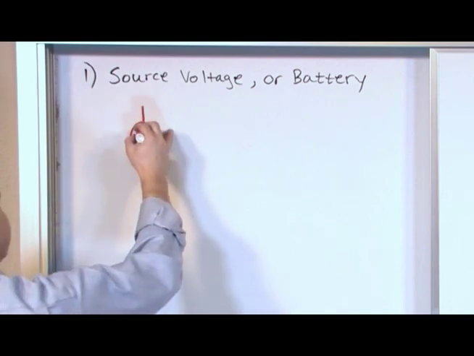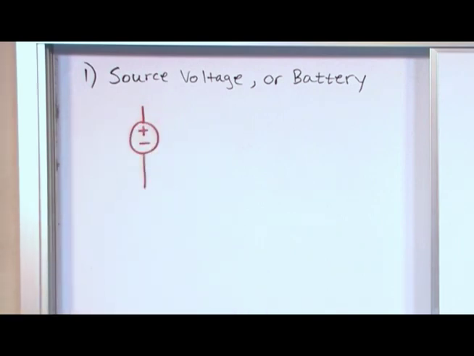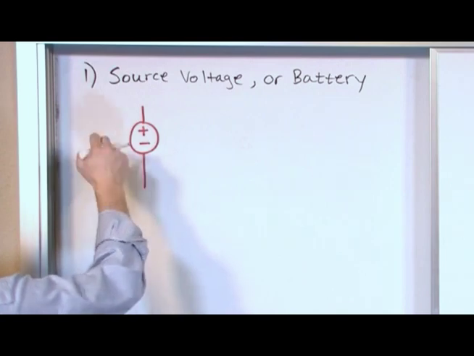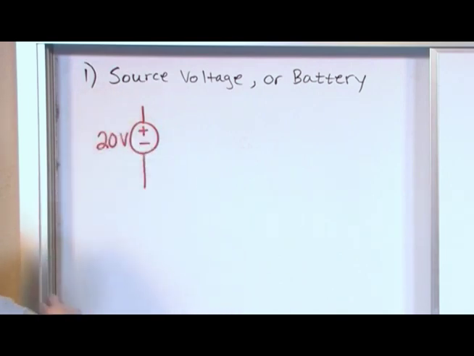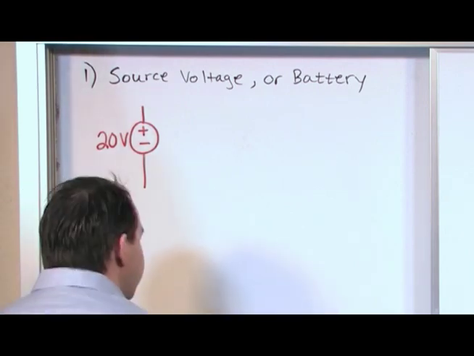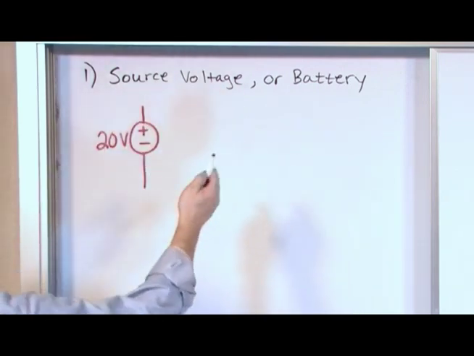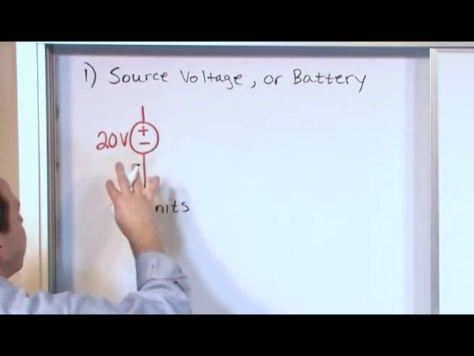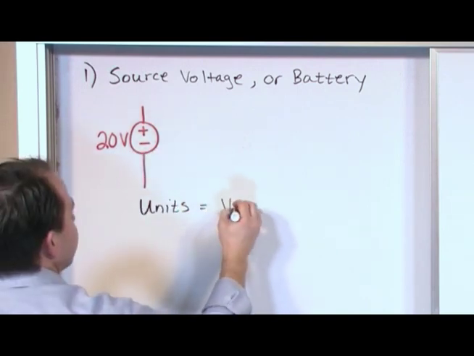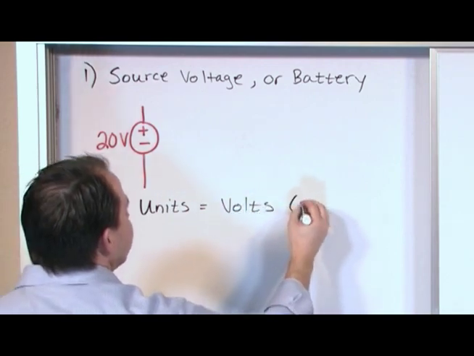Now inside that circle is going to be plus minus, and we've kind of talked about that a little bit, and you'll have a label somewhere over to the side, or maybe it's even inside. Maybe this is 20 volts, 20V. And we've already talked about that. The units of a voltage, I mean, I'm just going to be kind of clear about this. The units, when you're talking about a source voltage, is volts. And I'm going to put in parentheses V.